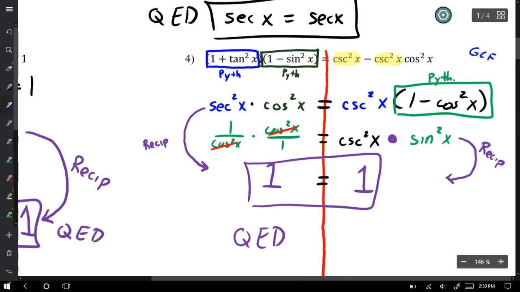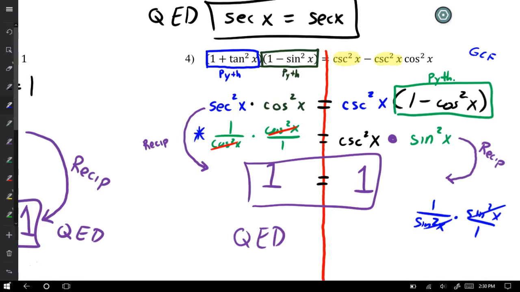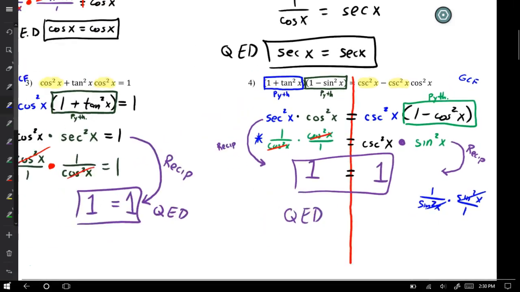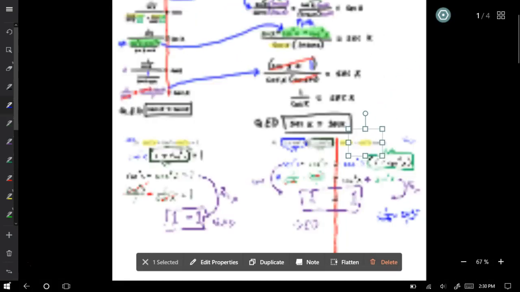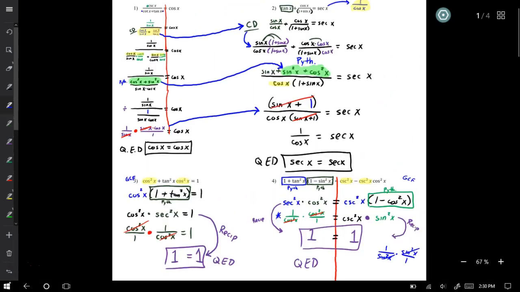But if I couldn't get that, could I have done the same thing here? Could I have changed cosecant squared to 1 over sine squared times sine squared over 1 and cross out common factors just kind of like I did over here? Absolutely. But you start to see that if you have squared trig ratios with the number 1 or squared trig ratios being added or subtracted, there's a very good chance you have Pythagorean identities. There's this idea of GCF that pops up as well sometimes for it. The idea of common denominators goes through as well for it.